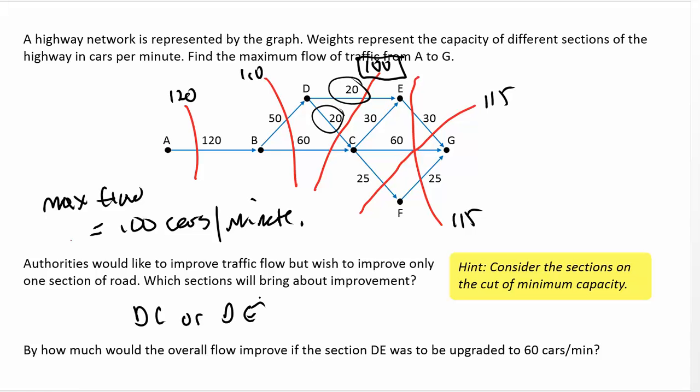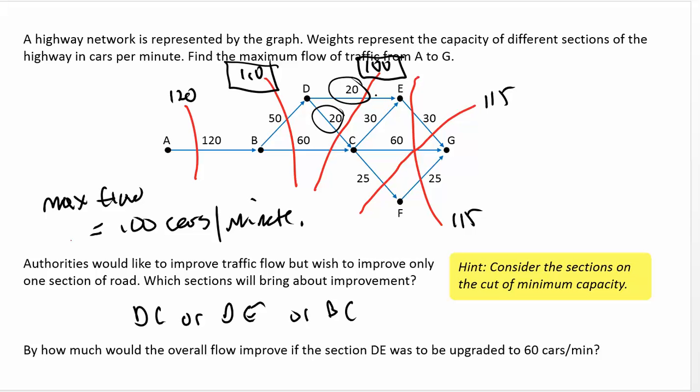So moving this through, you can see an improvement to DE or DC will help the movement. I could potentially fix up BC as well. You'll notice here though, the next least cut is 110. So that will have some influence in my maximum flows.